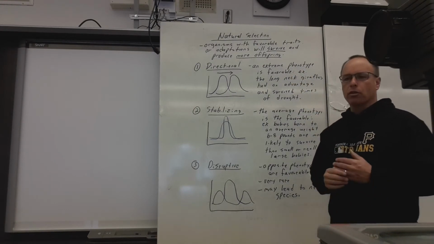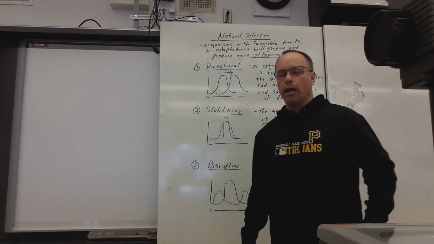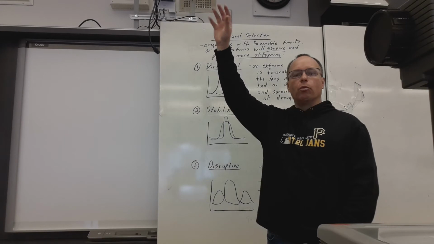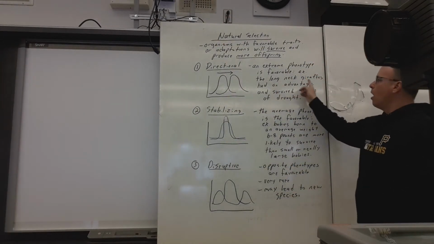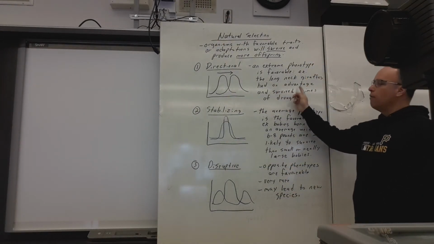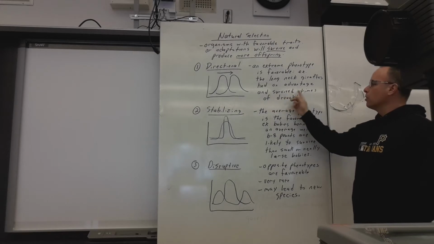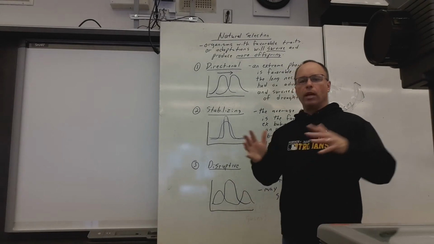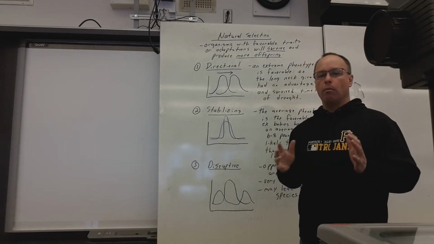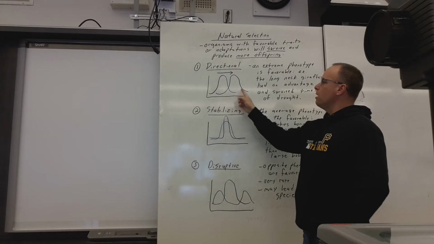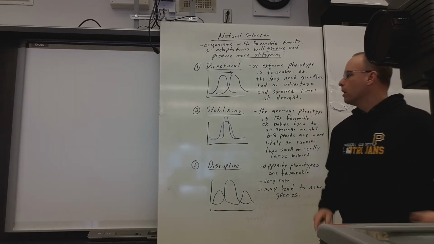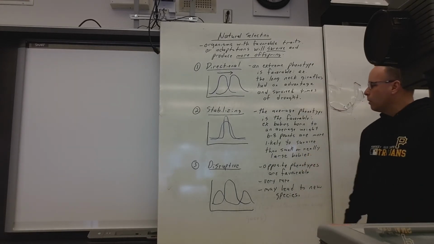When giraffes first started out, there was short, medium, and long-necked giraffes. When there was times of drought, most of the food was high up in the trees. So the long-necked giraffes had an advantage of getting food, and so they could survive times of drought. So instead of all being sort of three different variations of giraffes, short, medium, and long necks, eventually it moved this way and they became all long-necked giraffes. That's directional selection.